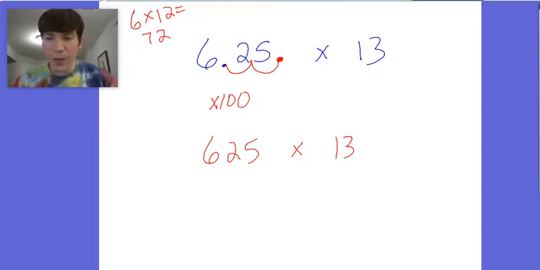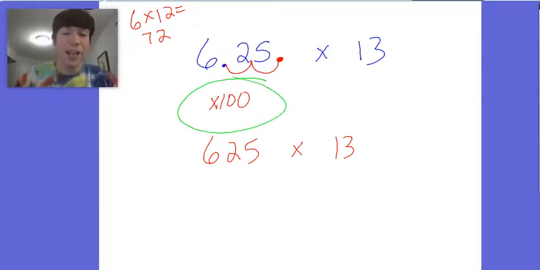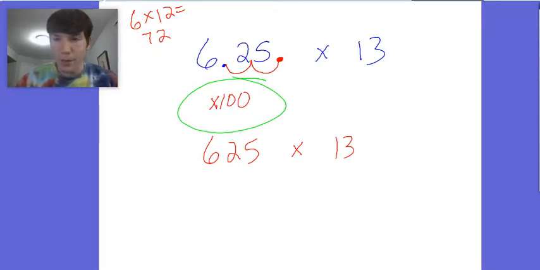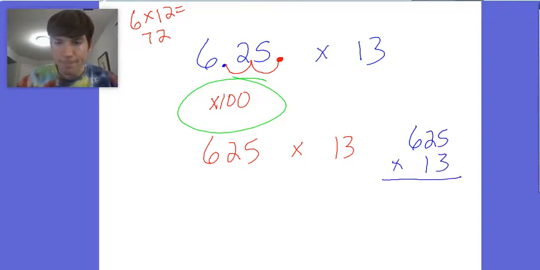Now, the thing we need to recognize here is because I multiplied by 100 in the beginning of this problem, I am going to get an answer that is 100 times bigger than it should be. So I will make up for that by dividing by 100 in the end. Now at this point, all I'm going to do is multiply 625 times 13.